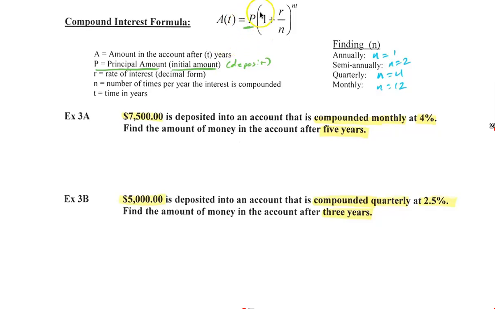R is the rate. Now it has to be in decimal form. So if they give you like 2%, you have to move it over to a decimal. So that's what R is. N is the number of times they figure out the interest and compound it. So we already wrote it here, right? Annually is 1, semi-annually is 2.